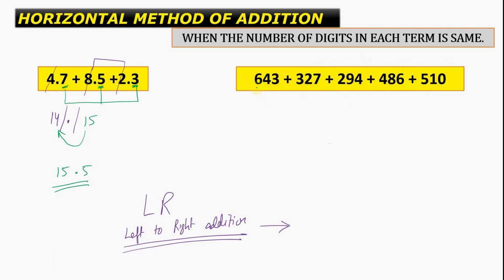Now let's get started. So we need to add 6 plus 3 plus 2 plus 4 plus 5. 6 plus 4 will give us a 10, and 3 plus 2 plus 5 will give us a 10 again. So we will have 20 on the hundreds place. Now we need to add the digits on the tens place. So we need to add 4 plus 2 plus 9 plus 8 plus 1. This 9 plus 1 will become 10. This 2 plus 8 will become 10, and then we will add a 4 also. So we will get 24 on the tens place.